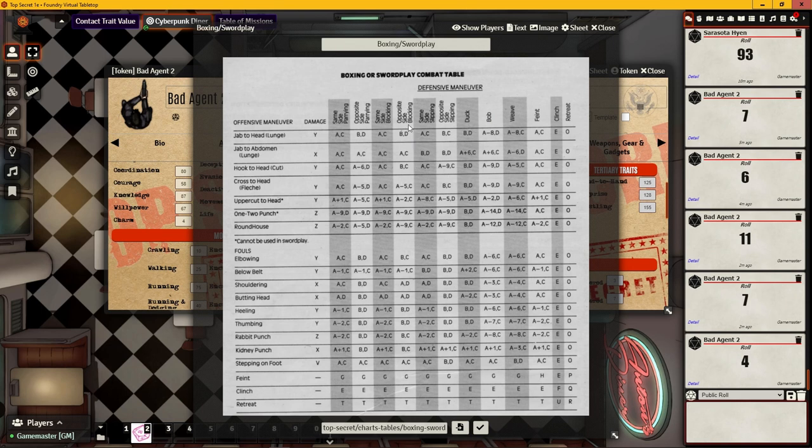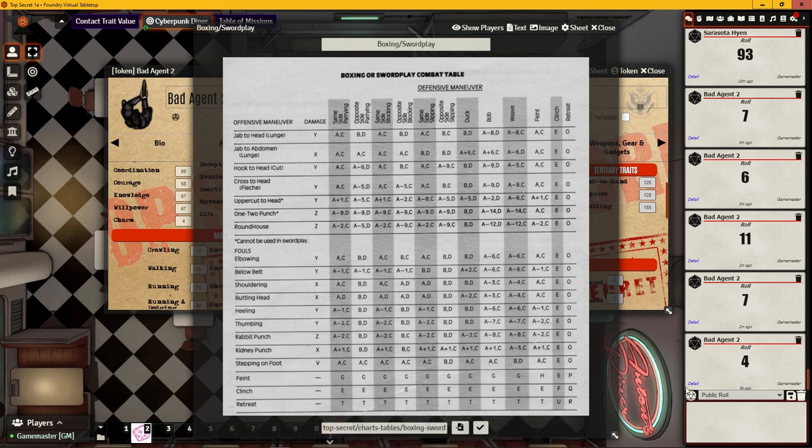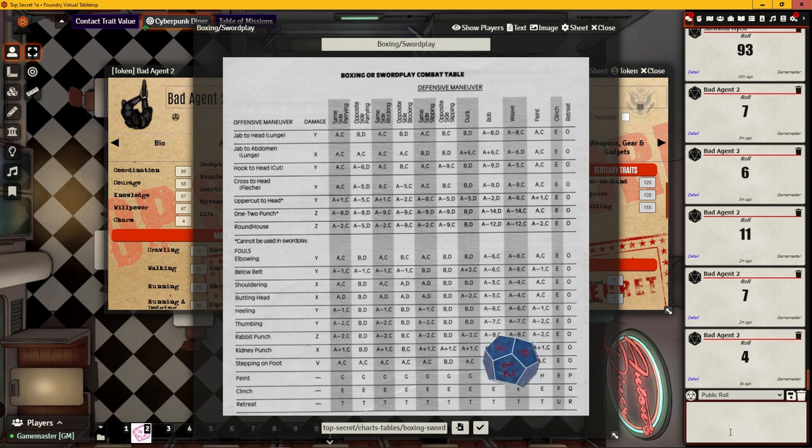1, 2, 3, 4. Opposite side blocking. And the kidney punch is going to the... She's going to use her right. Right kidney punch. So opposite side blocking for him for his defensive. And that looks like a retreat. Oh boy. I'm getting scared.